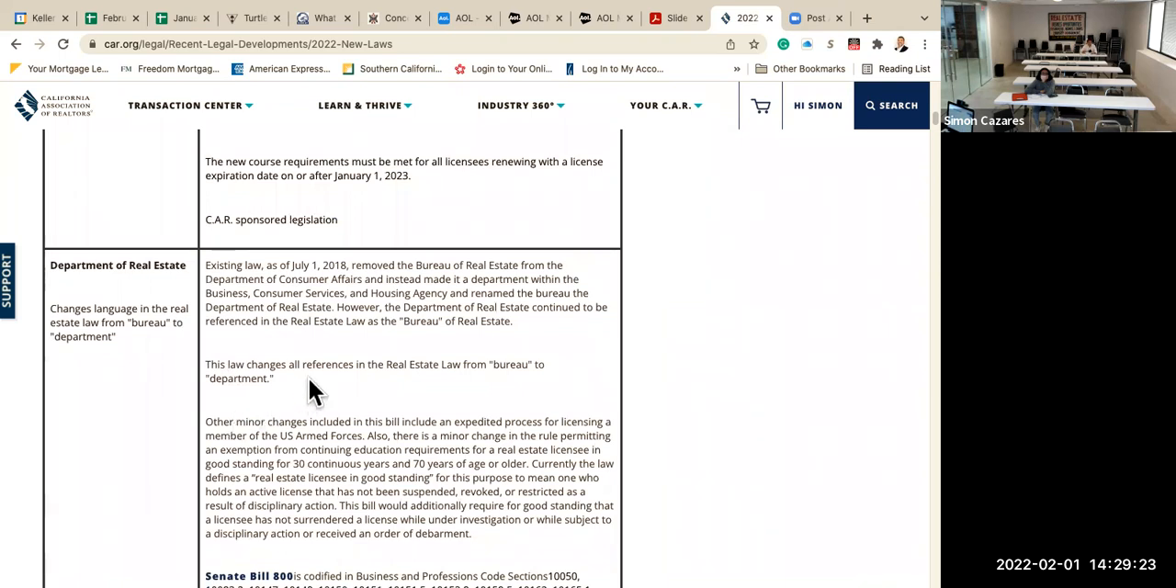So existing law as of July 1st of 2018, if you were involved prior, it used to be called the Bureau of Real Estate, and now it's called the Department of Real Estate. Why they changed it from Bureau to Department of Real Estate was they wanted to save costs up in Sacramento. So they created this new division as the Bureau for the purpose of the consumers, what was it called? The consumers department, I think. And it was part of the consumer affairs at the Bureau of Real Estate.